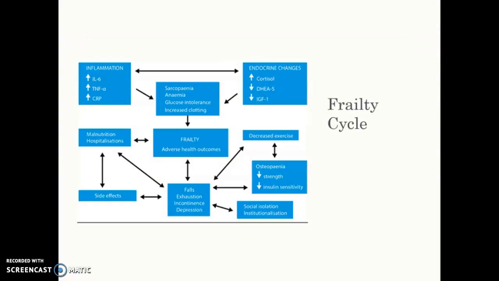Again, take a look at this cycle, so pause the presentation here and have a think about the frailty cycle. So what's increasing and decreasing in relation to frailty? Thinking about the endocrine changes, any inflammation issues, any side effects, falls, isolation, osteopenia.